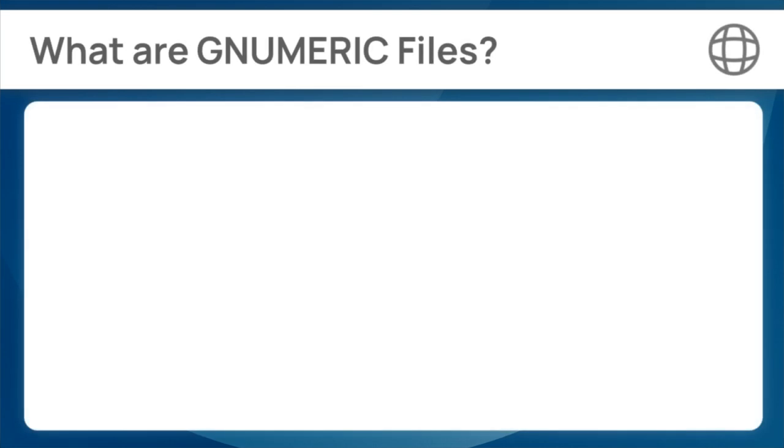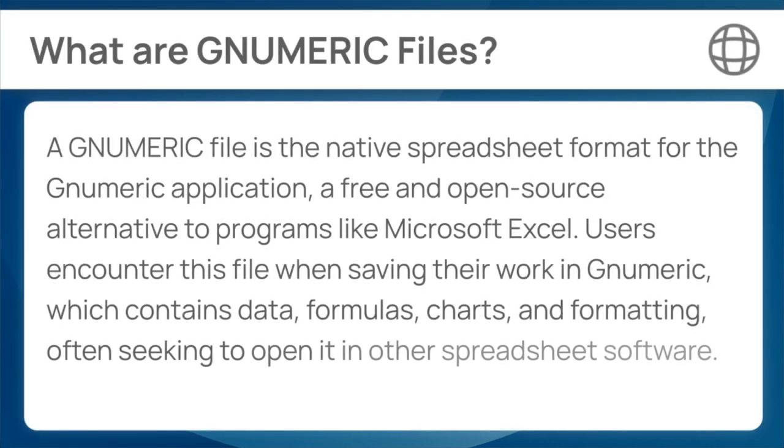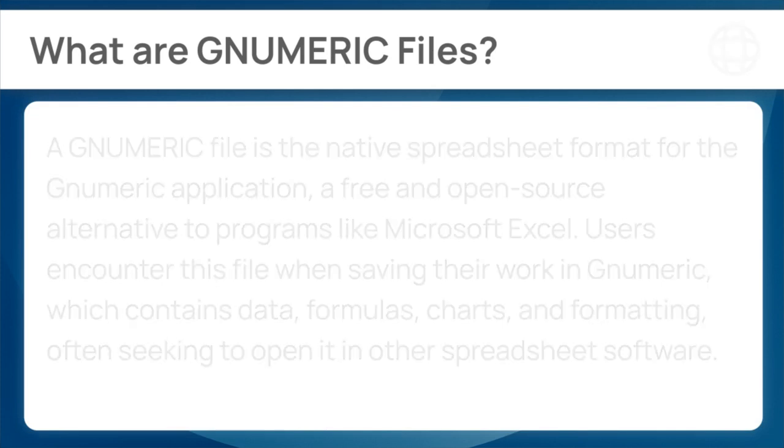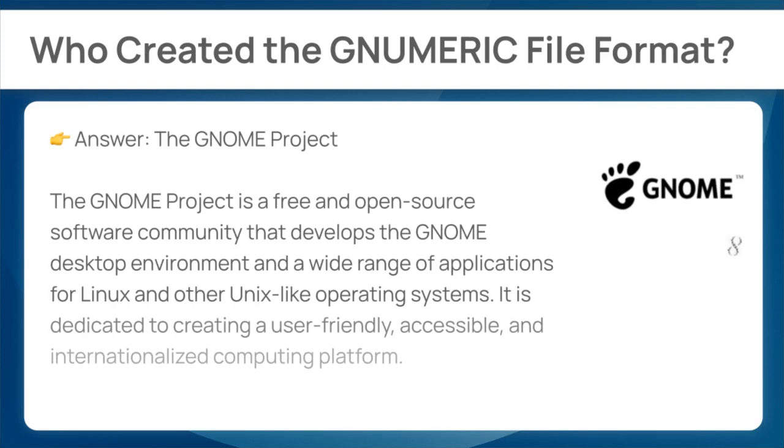A GNUMERIC file is the native spreadsheet format for the Gnumeric application, a free and open-source alternative to programs like Microsoft Excel. Users encounter this file when saving their work in Gnumeric, which contains data, formulas, charts, and formatting, often seeking to open it in other spreadsheet software.